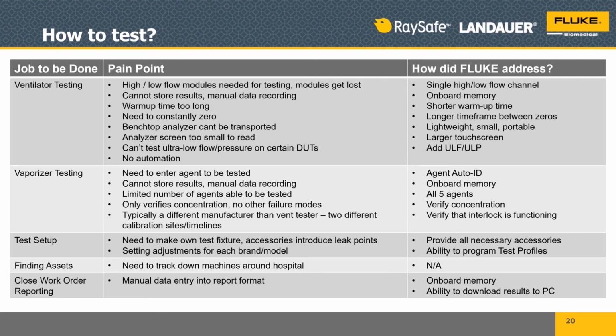Yeah, and a lot of this is just thinking about what jobs you're trying to do, right? So in general, yeah, you're testing each one of those functions, but there are a lot of issues that we know you guys are having along the way. So having that single high-low flow channel that Andrew pointed out helps get rid of some modules, right? Or the need to disconnect and reconnect, as in our old product, the VT Plus. Being able to store your results and have that battery life allows you to have that on-the-go testing that I touched on a few slides ago.